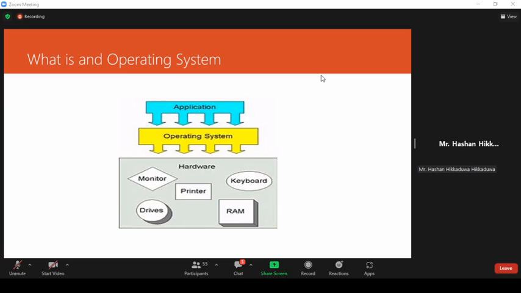So now application software cannot actually do operations with the hardware, because hardware only knows machine language, right? Hardware cannot actually do operations with the application, right? So that is why we need an operating system.